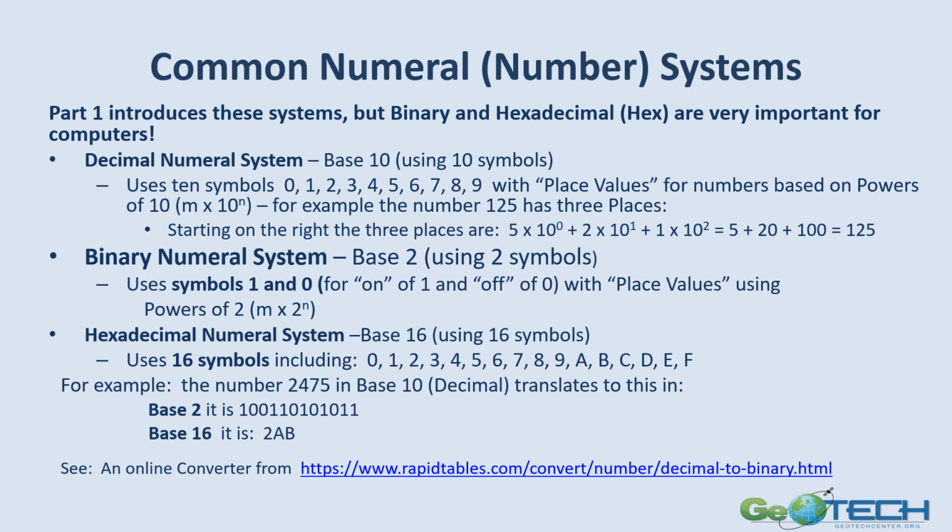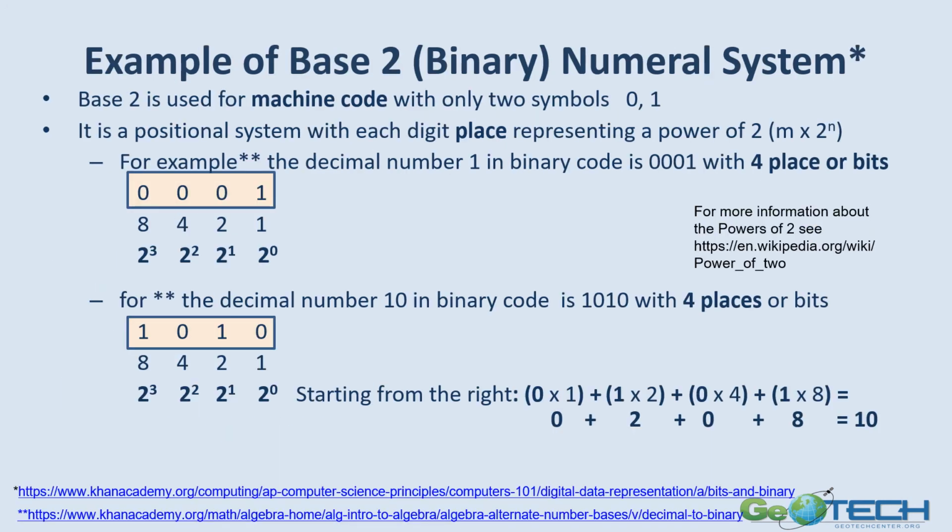The hex system is the same. They also use those strange symbols, and we're going to take a closer look at those symbols and what they mean. For example, the number 2,475 in base 10 can be translated to this in base 2. It's a series of ones and zeros, and it's quite long. In base 16, it's much simpler. It's just 2AB. Anyway, you can see more of this on the rapid tables where you can convert from one to another on the link below. We're going to look at a closer example of the base 2 binary number system.